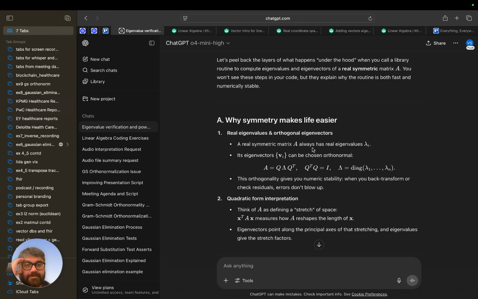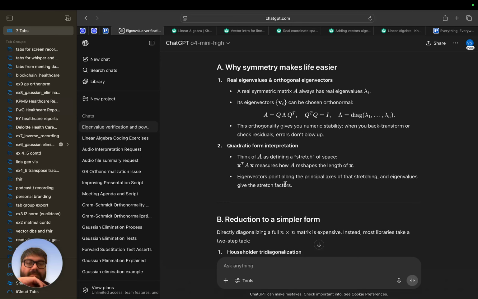A real symmetric matrix A always has real eigenvalues lambda. Its eigenvectors can be chosen orthonormal. That gives you, when you back transform or check residuals, errors that don't blow up. Okay, so I'm getting some of this right. I understand the orthogonality giving you numerical stability, at least to some extent, I guess, because some combos will end up being zero in your process of matrix or other multiplications.